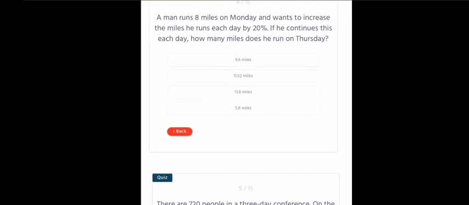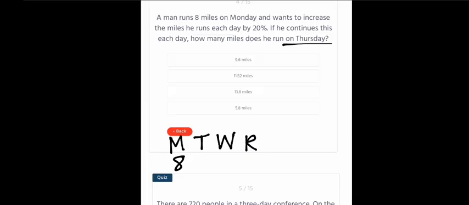Number 4 says, a man runs 8 miles on Monday and wants to increase the miles he runs each day by 20%. If he continues this each day, how many miles does he run on Thursday? Okay, so let's make a little calendar because we want to get to the number of miles on Thursday. So Monday, Tuesday, Wednesday, Thursday. He ran 8 on Monday. And he increases 20% each day.